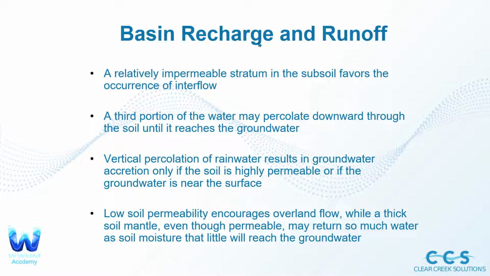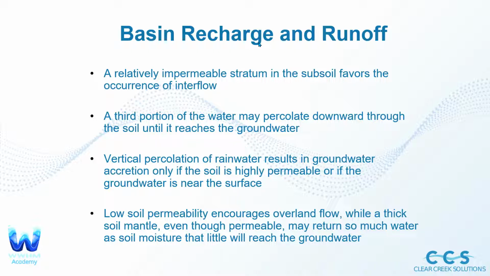So if you have A and B type soils that infiltrate well, it's going to get to the groundwater faster than if you're using something like glacial till, for example, where there's a very hard impermeable layer. It's very hard to get to that groundwater level. Low soil permeability encourages overland flow, while a thick soil mantle, even though permeable, may return so much water as soil moisture that little will reach the groundwater.